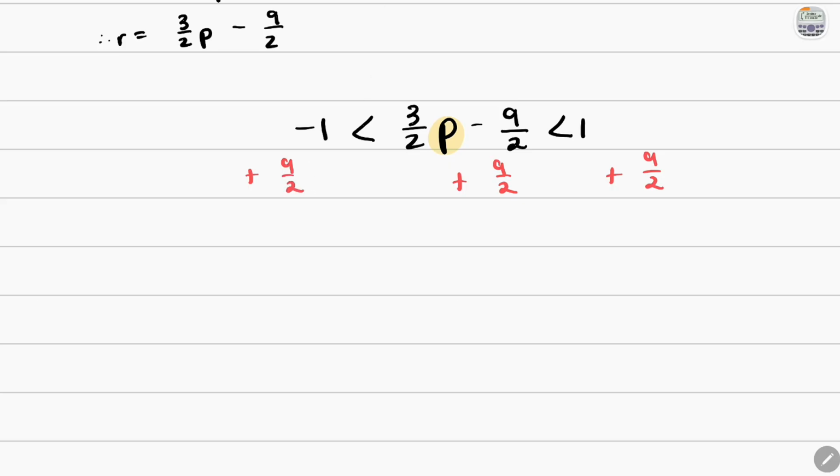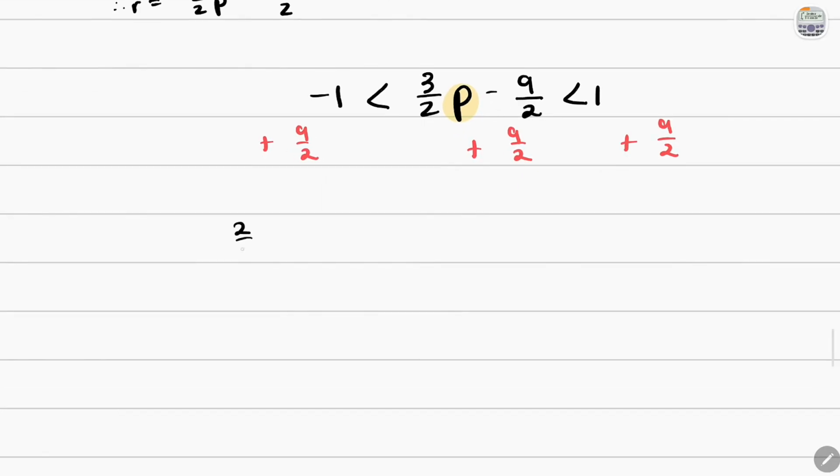And so 1 minus 9 over 2, that's like saying 2 over 2 minus 9 over 2, which is -7 over 2. So this becomes -7 over 2. And then this stays 3 over 2p. And we're saying this is greater than -7 over 2, but less than 1 plus 9 over 2. Again, that's like saying 2 over 2 plus 9 over 2, which is 11 over 2.